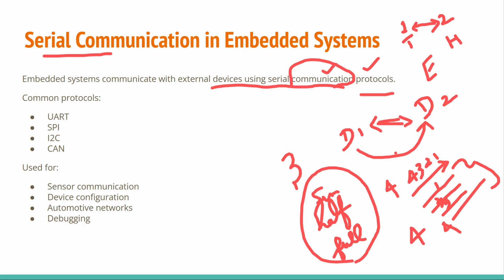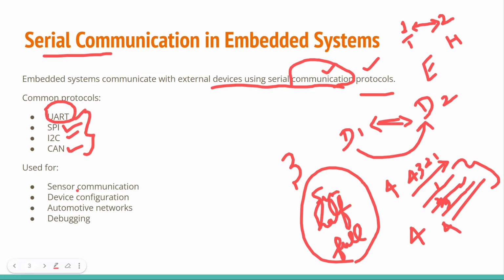Currently we are going to see serial communication, because with parallel communication the wiring will be high and the cost will also be high. Hence we are going for serial communication. Under serial communication, 4 main communication protocols are available. First is UART, universal asynchronous receiver and transmitter. Next is SPI, then I2C and CAN. In this video we are going to see the UART communication protocol.